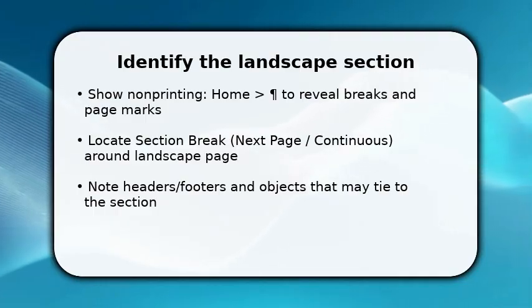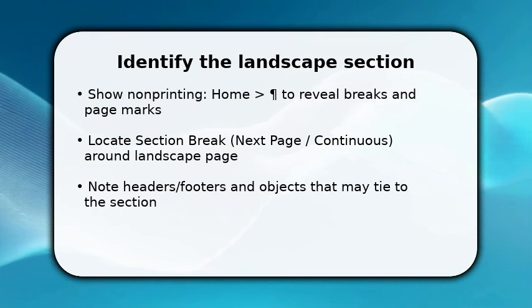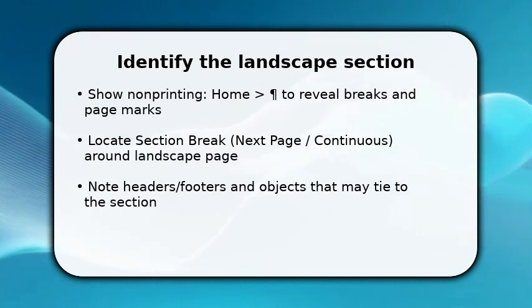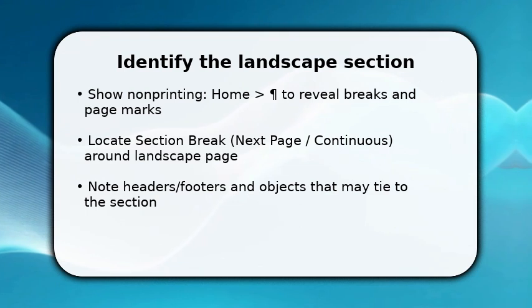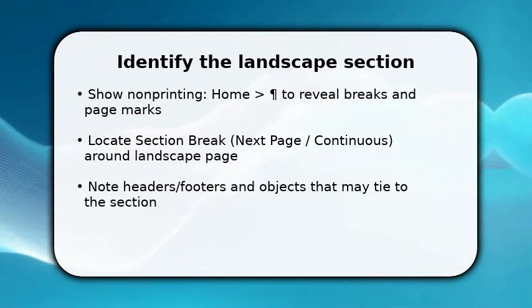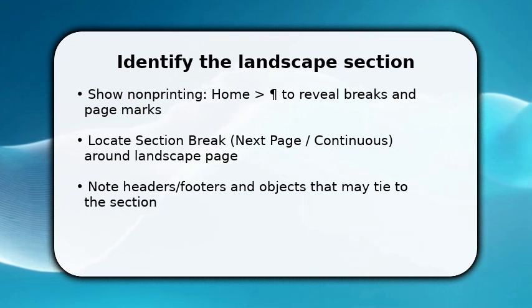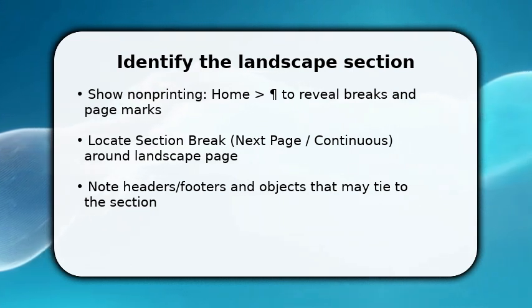You start by exposing what Word hides. Turn on Show/Hide so you can see paragraph marks and section breaks. Once visible, find the break immediately before the landscape page. That defines the section. Make sure to note whether it is a next page or continuous break and observe any linked headers or footers and anchored objects inside that section.